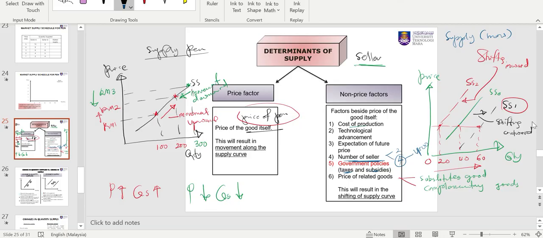Okay, meanwhile, for the price of related good, okay, you need to know about the product. If it's substitute goods, meaning that the seller decided which one to sell. Substitute ni dia pilih mana satu nak jual. For example, antara apple and orange. So how to decide? Seller will sell the most expensive goods. If for example, this is supply of apple.